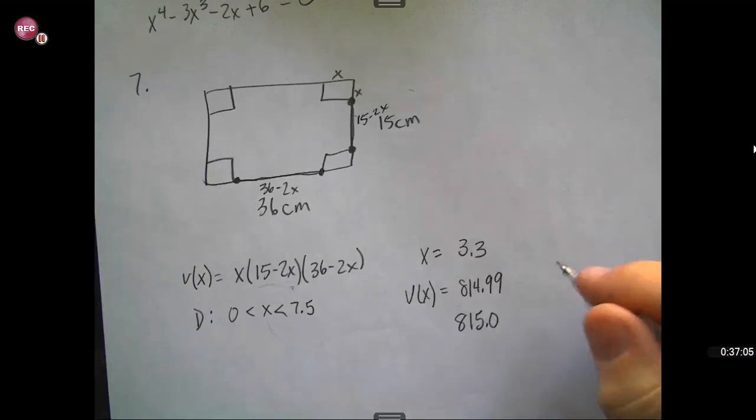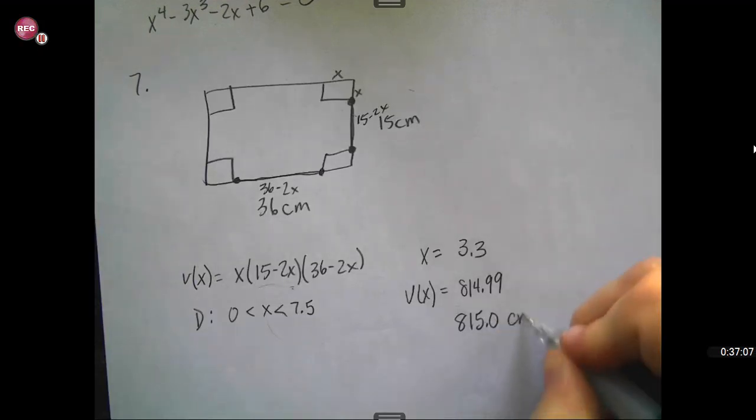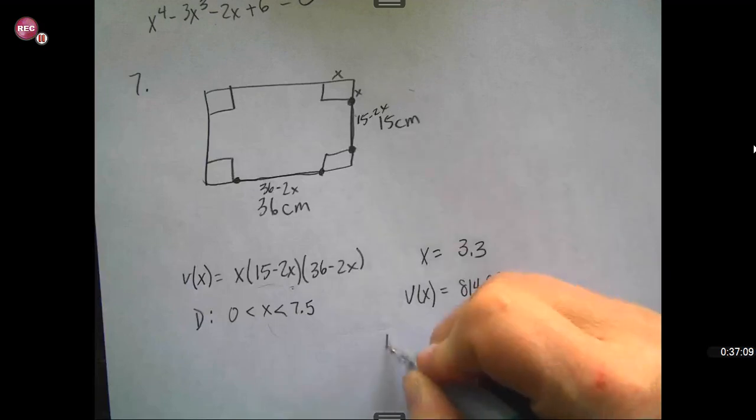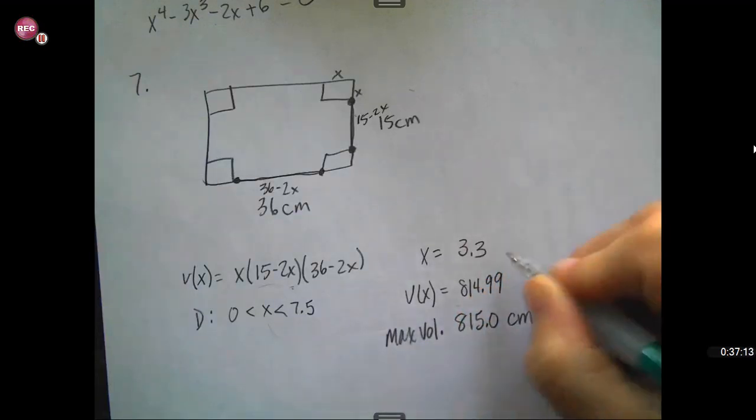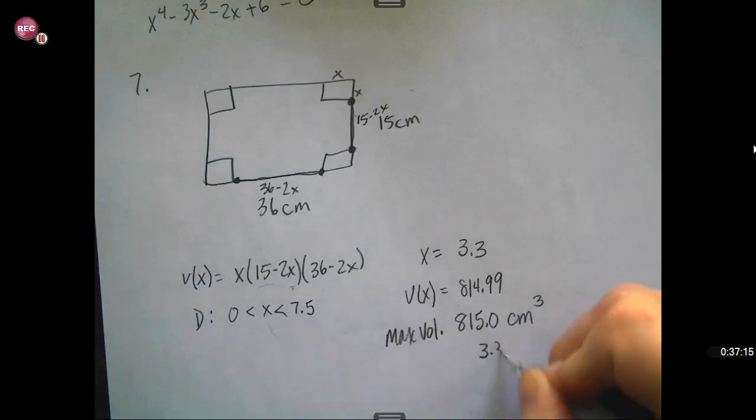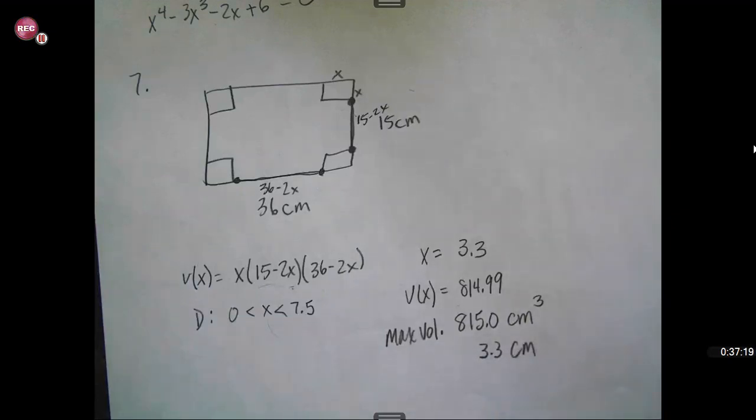And then some units on here. This is centimeters cubed. That's our maximum volume. And 3.3 centimeters is the value of x that's going to give me that maximum volume. Okay, and that is all.